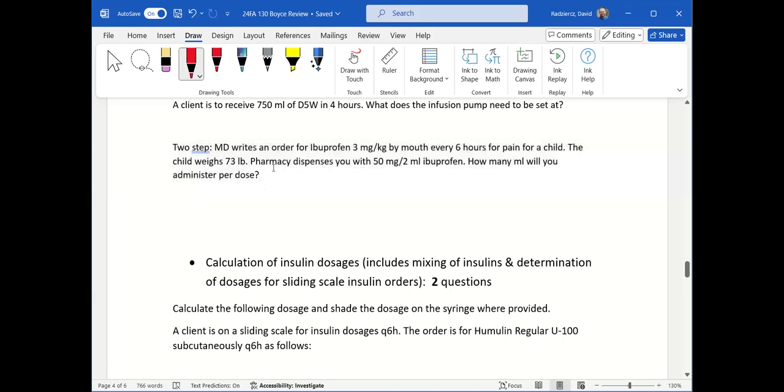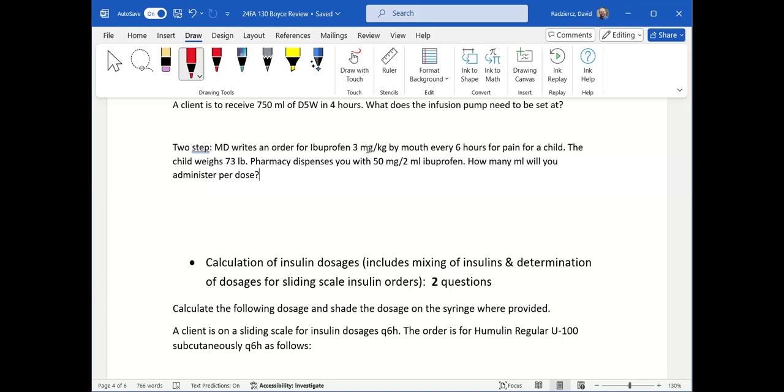But in this example, what we're trying to do is calculate, based off of the patient's weight, how much to administer for a particular patient. So it says the doctor writes an order for ibuprofen, 3 milligrams per kilogram by mouth every 6 hours for pain for a child. The child weighs 73 pounds. The pharmacy dispenses you 50 milligrams per 2 milliliter ibuprofen. How many milliliters will you administer per dose?